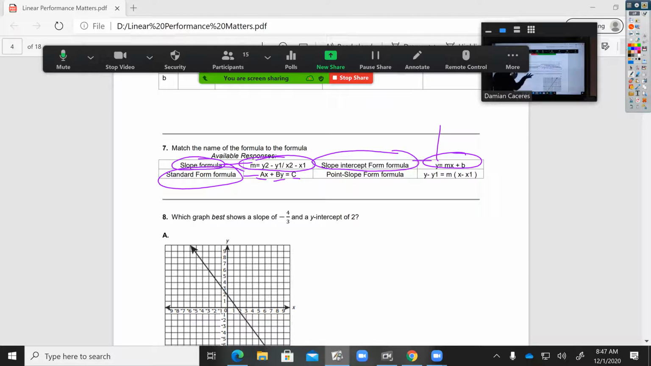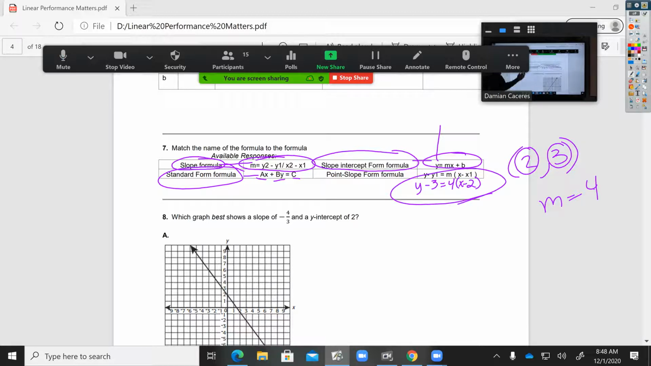Now in this case, there's only one left. Point slope format. Now, pay attention here. If the point was 2, 3 and the slope was 4, then you would just replace the x value with 2, the y value with 3, and the slope with 4. And everything else stays the same. That would be point slope form from this point and this slope.